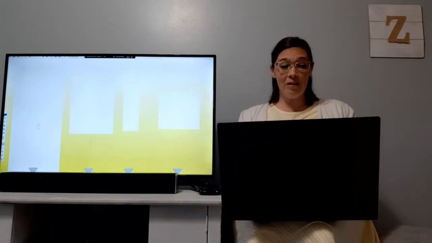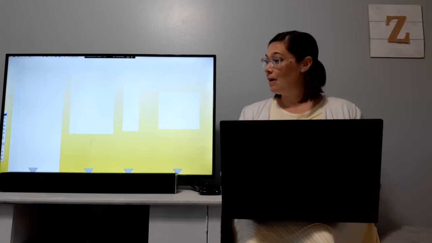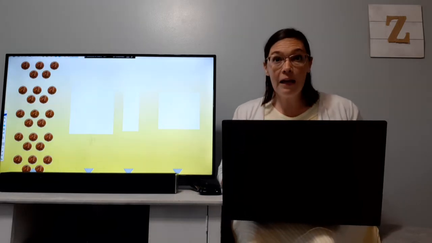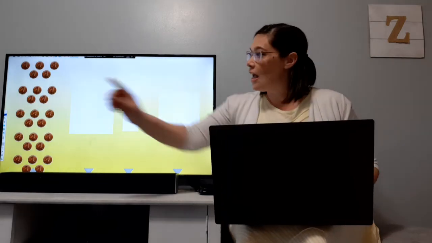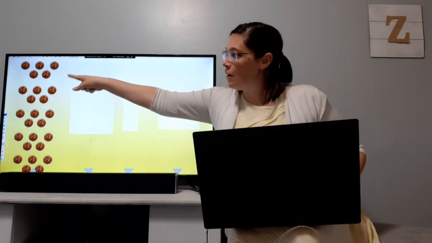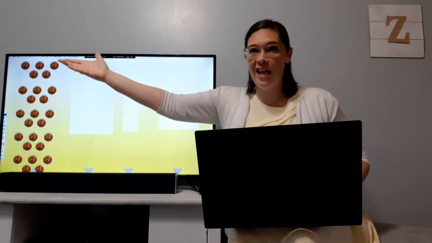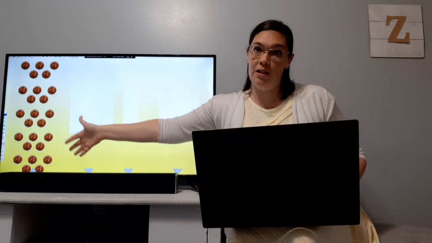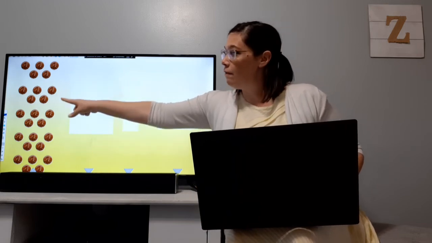Okay, today we're going to learn something new. Now I'm going to show up here a bunch of coins. It's a bunch of coins, isn't it? If you'll notice, they're grouped up in groups of 5. So let's count by 5s to see how many pennies are here in this group. 5, 10, 15, 20, 25.